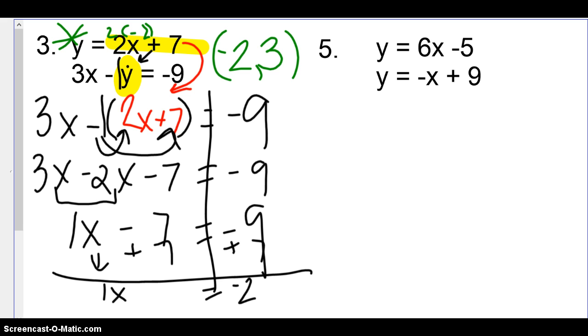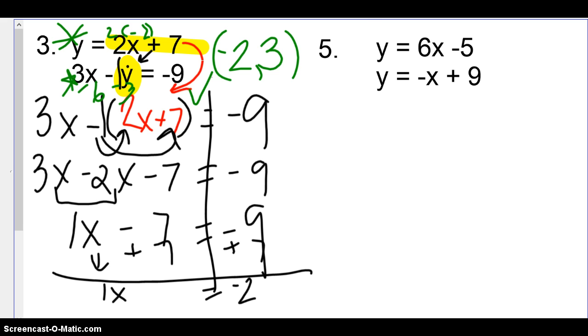Now let's make sure that that works in this one. 3 times negative 2 is negative 6, minus 1 times 3 is 3, so negative 6 minus 3 is negative 9. Yep, check. Got it. All right, let's go to number 5, because this one caused some consternation when people stayed after school.